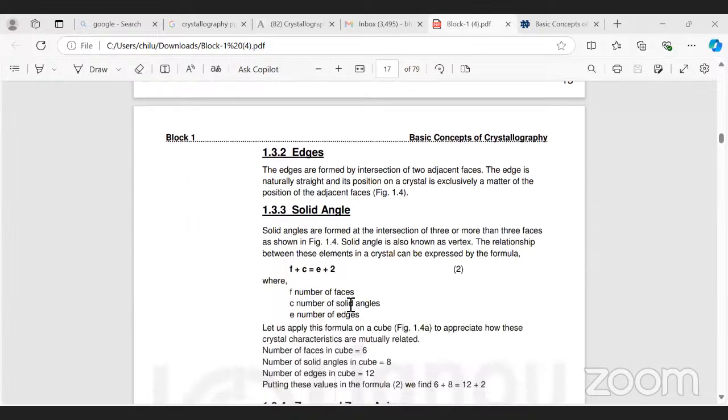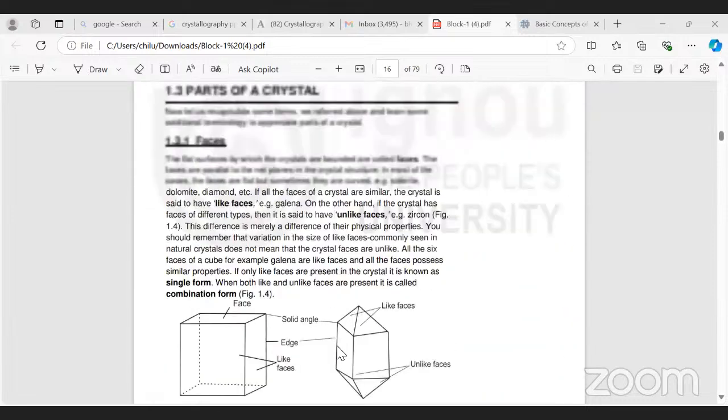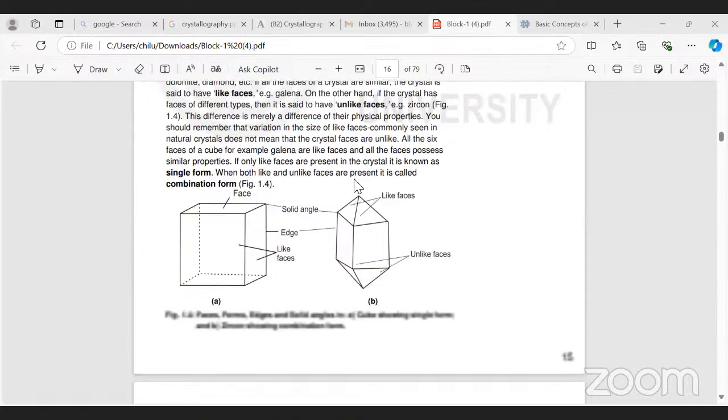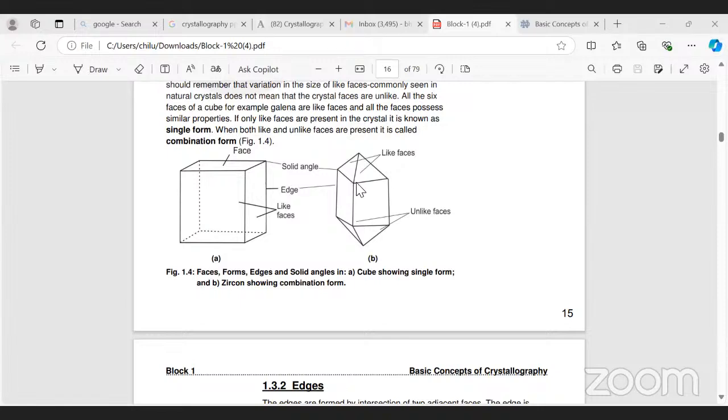So there is a principle for this: F plus C is equal to E plus 2. If you abbreviate this, F is the number of faces. C is the number of solid angles. This is an example: this is an angle, and this is an angle, and this is an angle. Sometimes they are also known as corners.